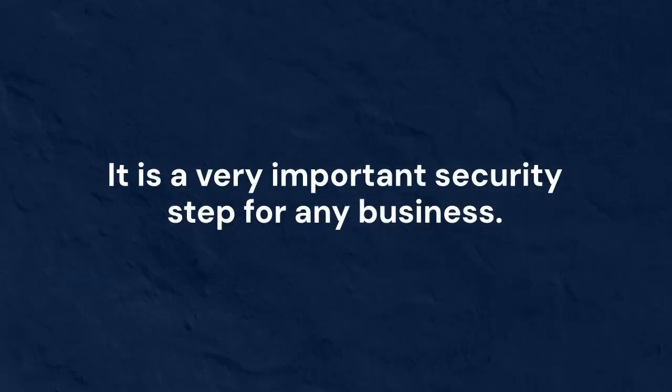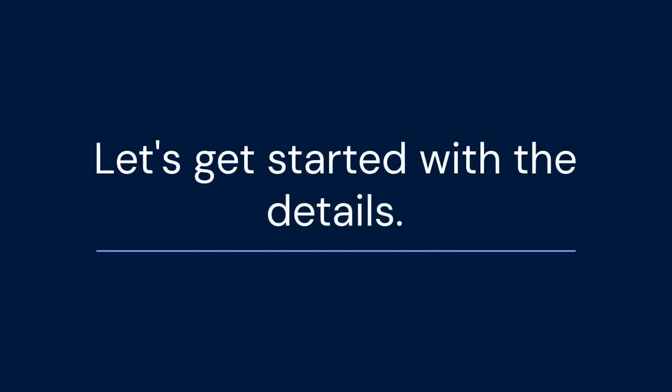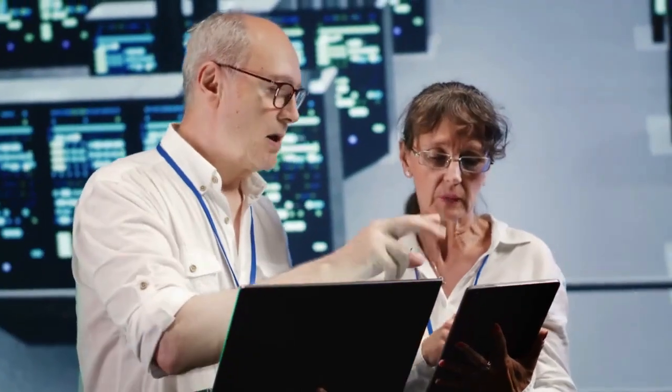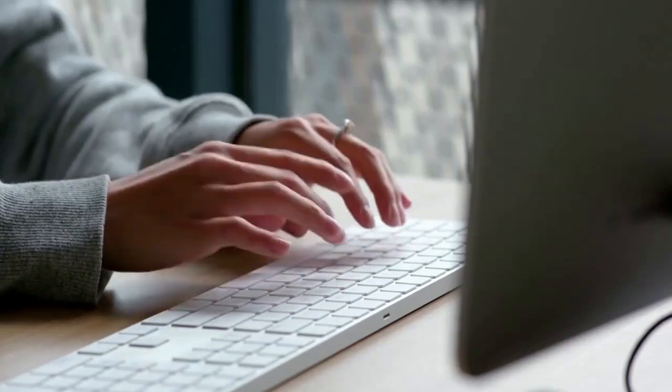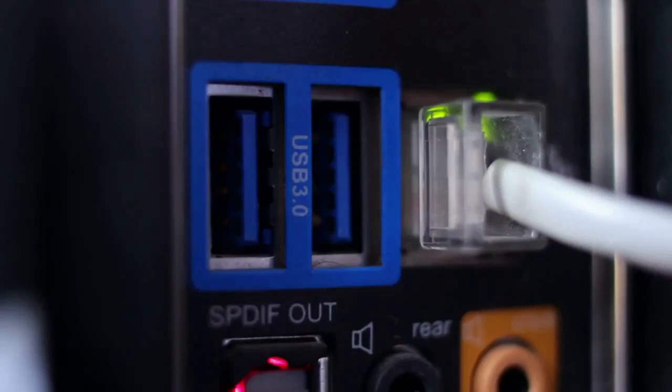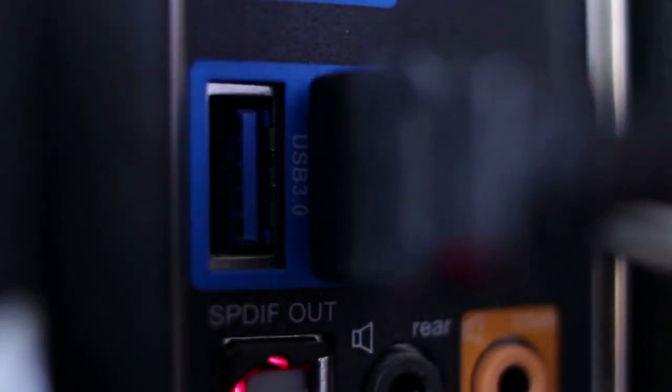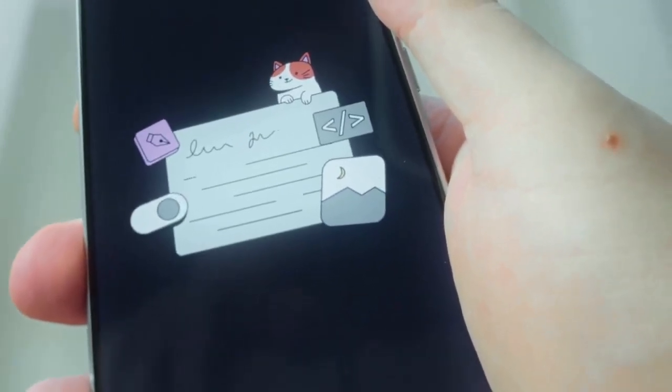It is a very important security step for any business. Let's get started with the details. First, you need to identify your trusted organizations. This means finding their unique tenant IDs. You can find your own organization's tenant ID in the Azure AD, now Entra Admin Center. Just look under the Overview section.